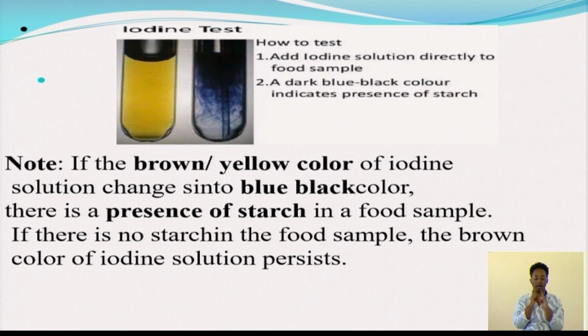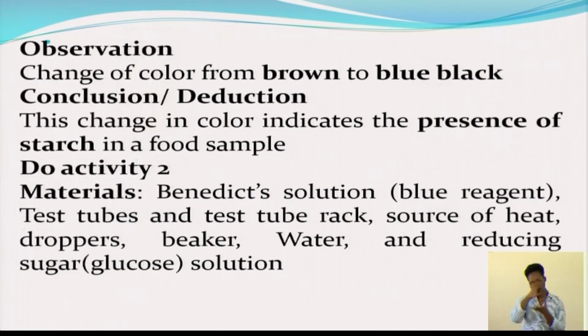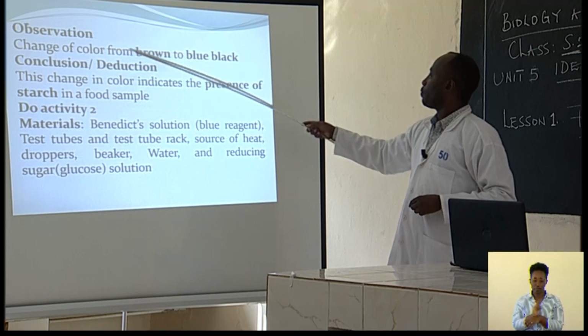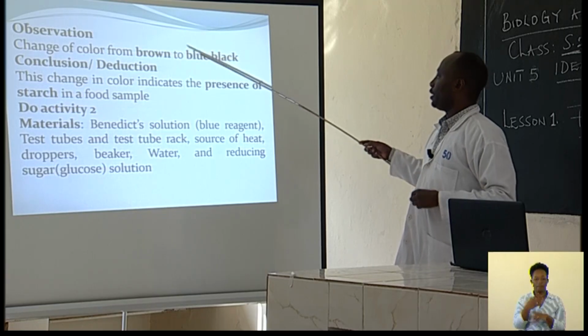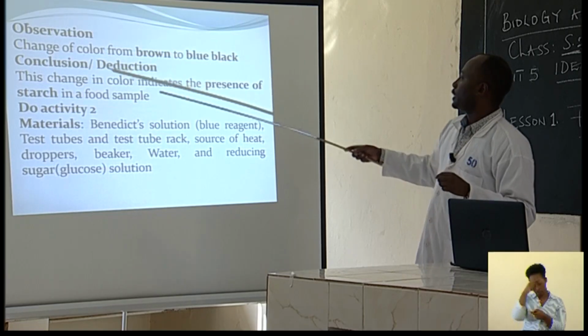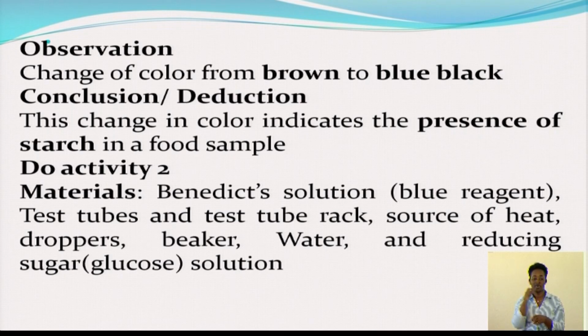What is the deduction and conclusion from there? I can mention the observation: changing of the color from brown to blue-black. The conclusion is that the change in color indicates the presence of starch in the food sample, as you can see how we conducted the experiment in a starch food sample.